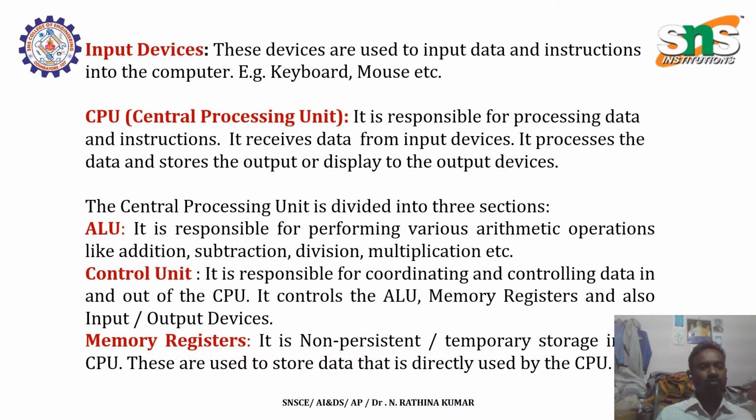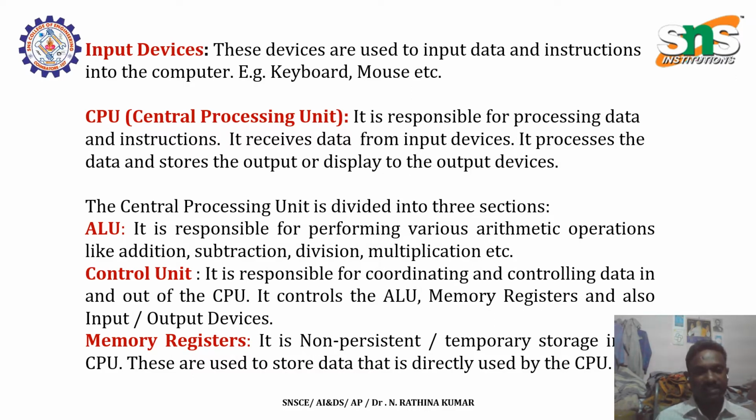So what is meant by input devices? With the help of input devices only, we can give input to the computers. For example, keyboard and mouse. So what is meant by CPU? It is responsible for processing the data and instructions. For example, it receives the data from an input device, processes the data, stores the data in our memory, and displays the result to the output devices.